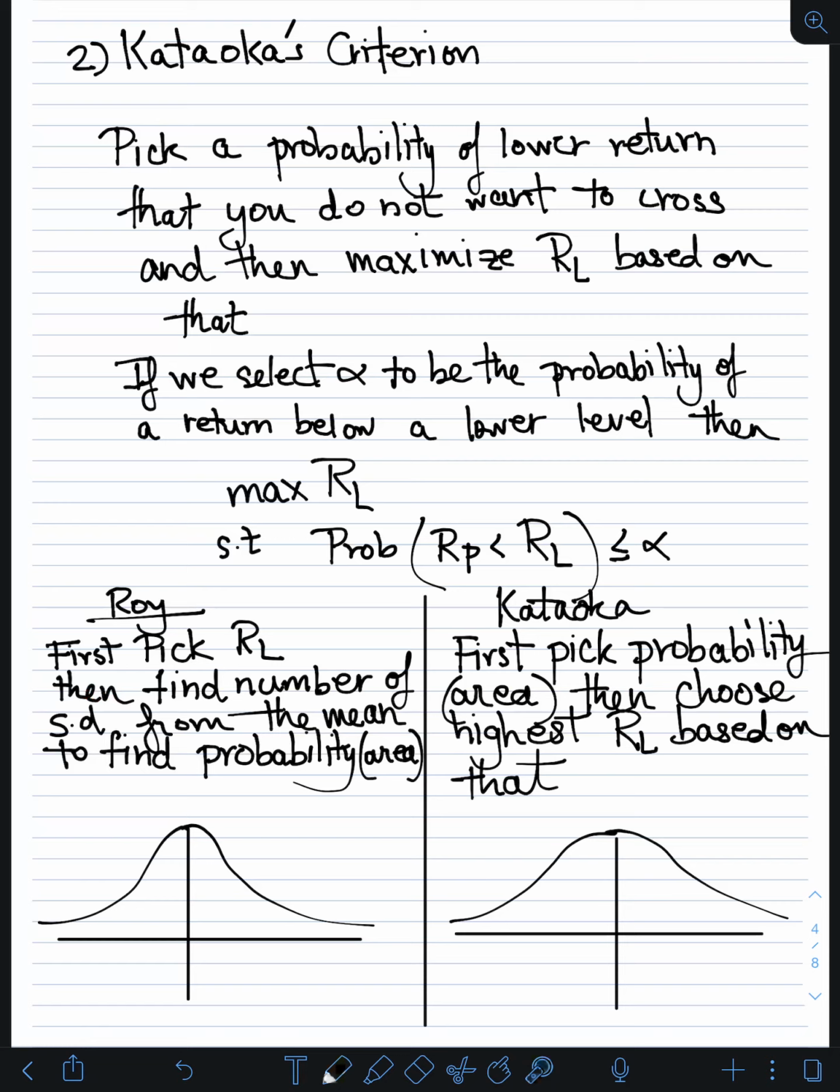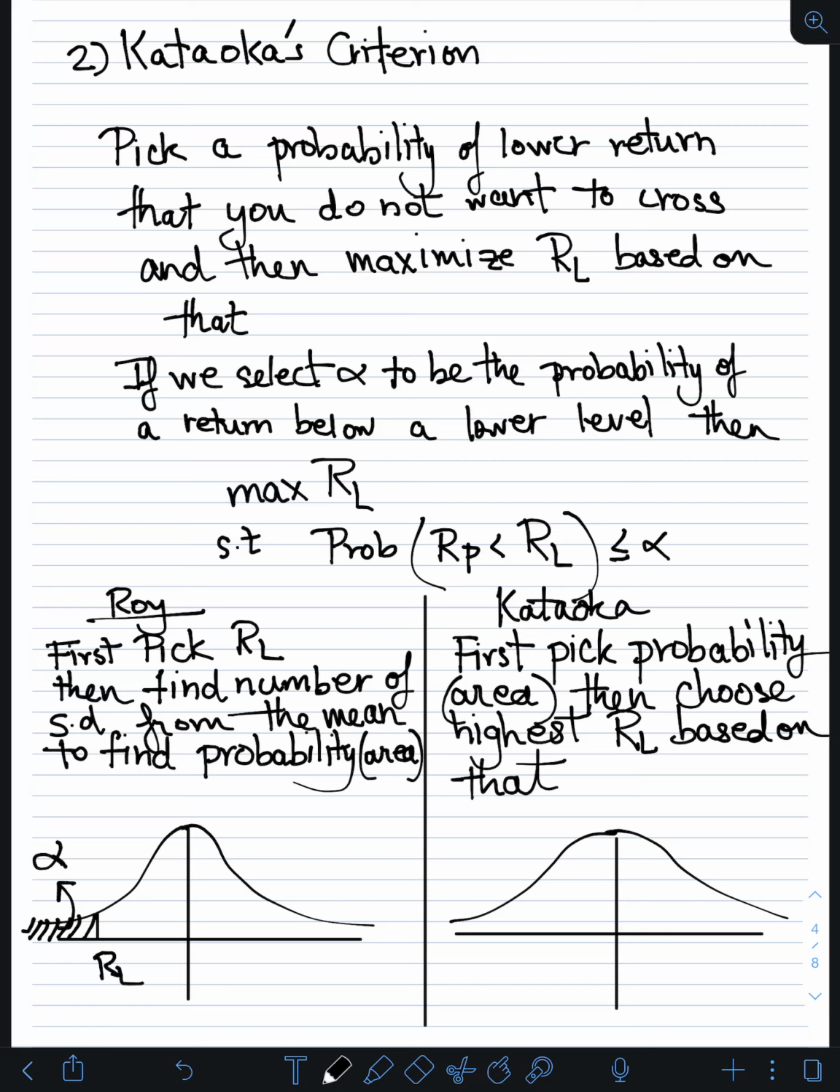That would give us the lowest probability of obtaining a return below that specific point. So basically, we first picked some lower limit, which we called RL, and then we found this area. The further left we go, the lower that area, the lower the probability, is going to be, and we call that alpha. We did not go into this much depth when I was going over Roy, because all we were trying to do is find the RL point that's furthest to the left.